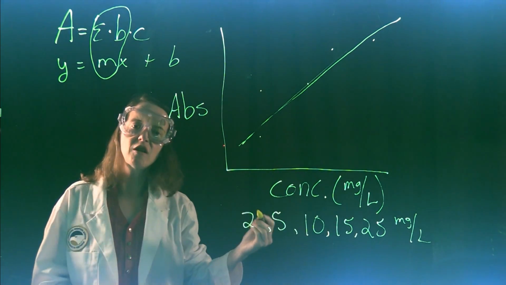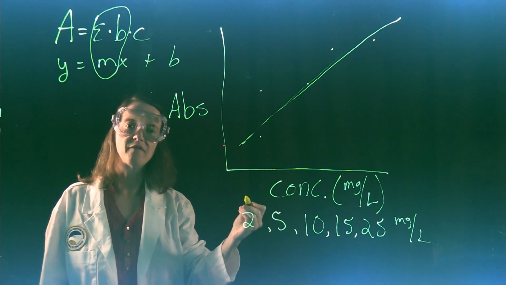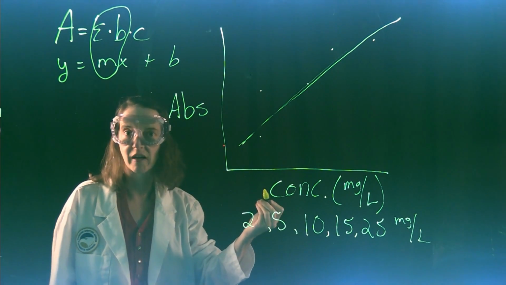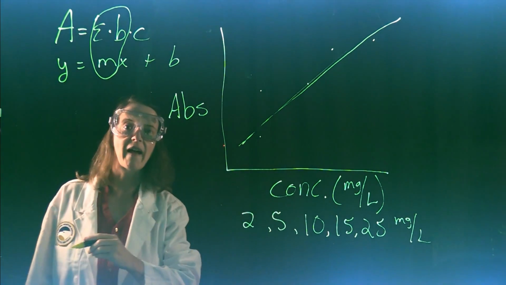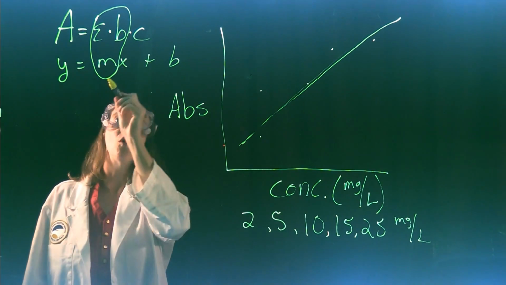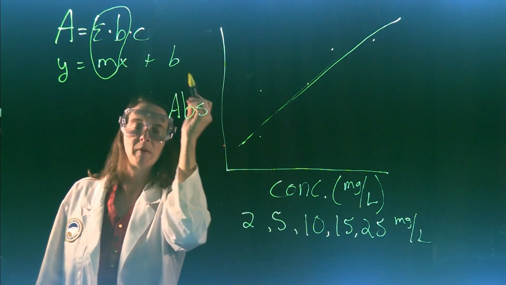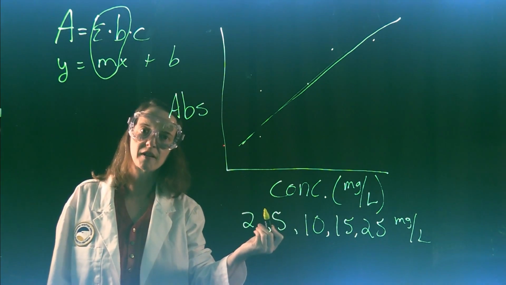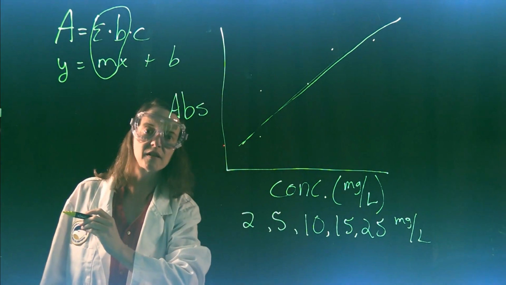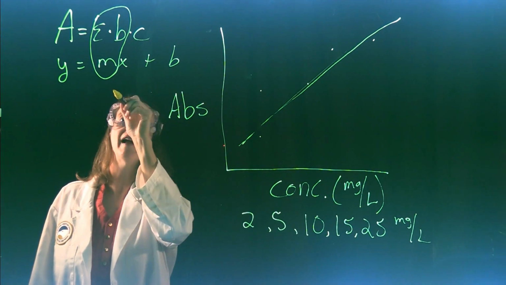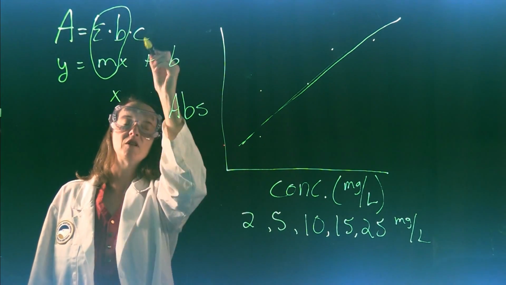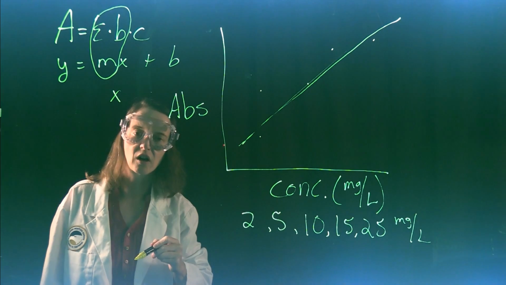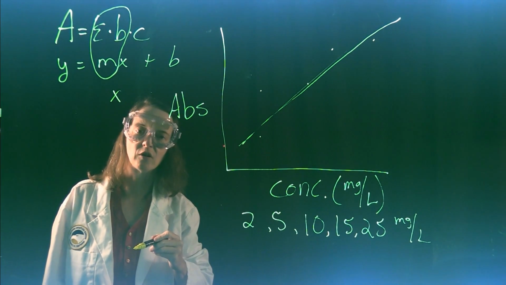Then for your unknown sample, what you have is the absorbance. That's what you'll be measuring on the instrument. So you'll know the value for y. You will already know the value for the slope and the y-intercept. So to find the concentration of calcium in your sample, you just rearrange this equation to solve for x, which is the value of c, the concentration in milligrams per liter.